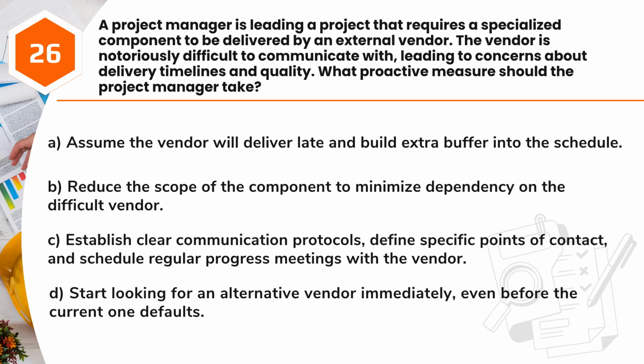A. Assume the vendor will deliver late and build extra buffer into the schedule. B. Reduce the scope of the component to minimize dependency on the difficult vendor. C. Establish clear communication protocols, define specific points of contact, and schedule regular progress meetings with the vendor. D. Start looking for an alternative vendor immediately, even before the current one defaults.